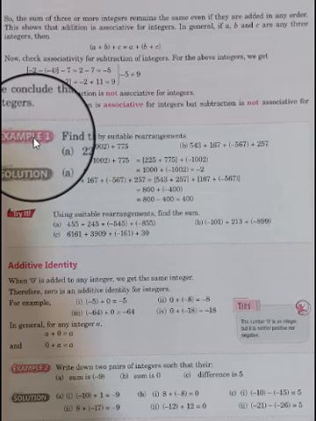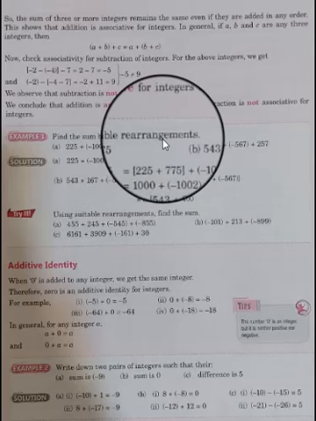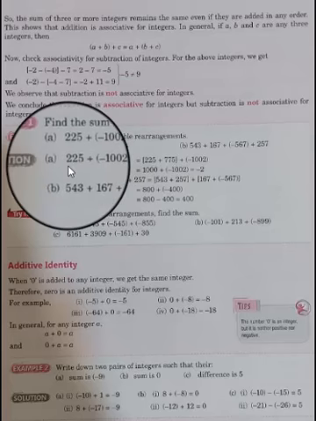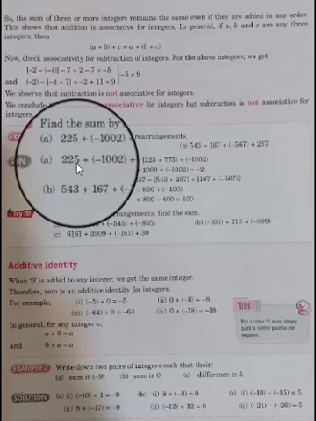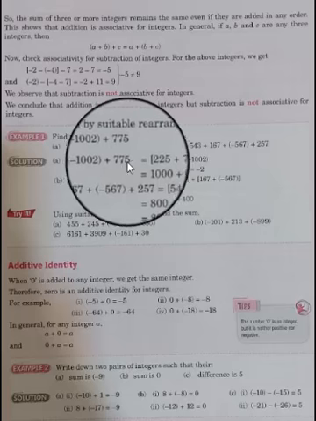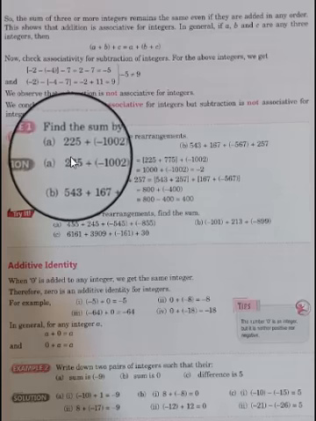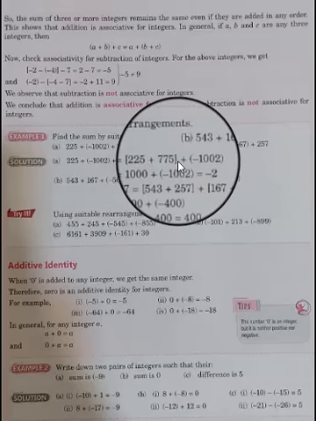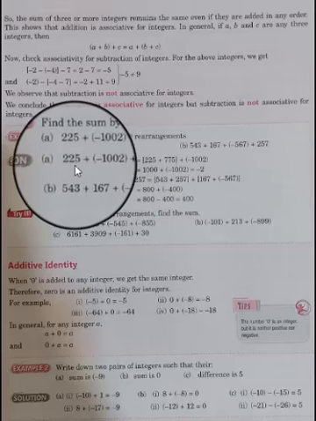Now let us come to this example. Number 1. Find the sum by suitable rearrangements. Whenever we have to rearrange them, you first have to look at the numbers. Here, the last two digits are 25 and 75. If you add 25 and 75, this gives you 100. So we'll select these two numbers and place them in the bracket. That's my choice in whatever bracket I like to place it, but I like to go by the simplest way.